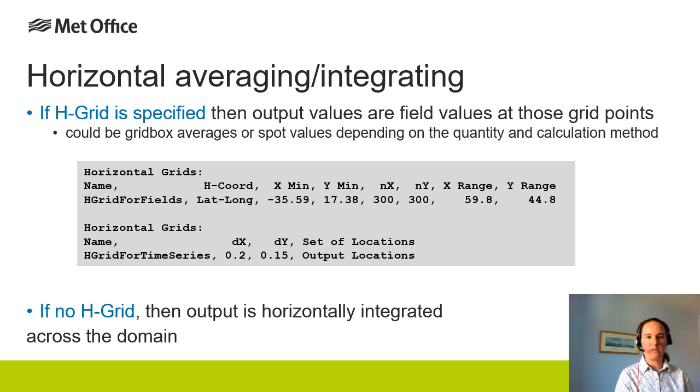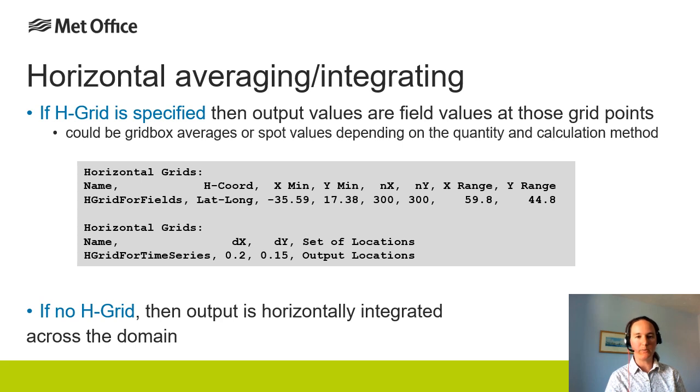Horizontal averaging or integrating. So as we saw in the last slide, we specified our horizontal grid as H grid for fields, which obviously doesn't give the computer any information about what we want our H grid to be. So we now need to look at another block in our input file, and this block is called horizontal grids. And we can specify a horizontal grid, H grid for fields, for example, by specifying its latitude and longitude extent.